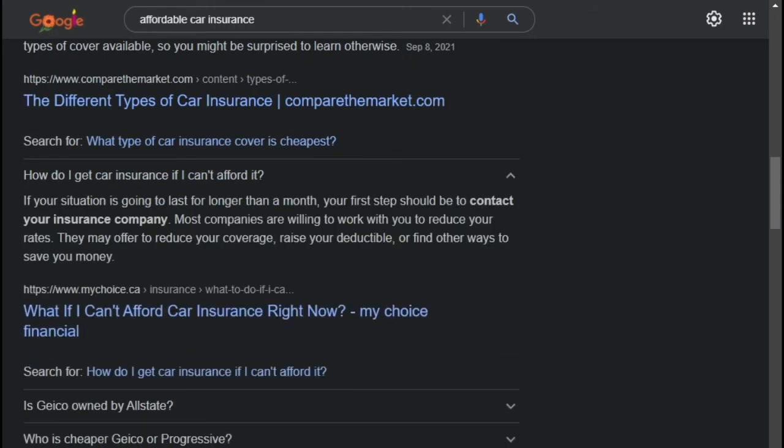How do I get car insurance if I can't afford it? If your situation is going to last longer than a month, your first step should be to contact your insurance company. Most companies are willing to work with you to reduce your rates. They may offer to reduce your coverage, raise your deductible, or find other ways to save you money.